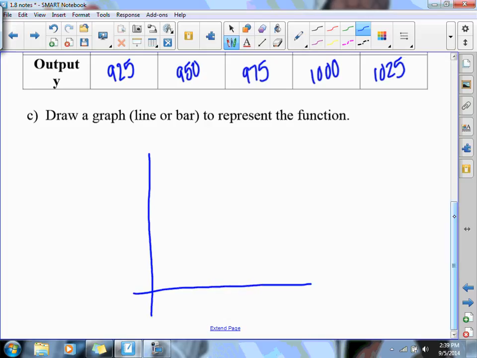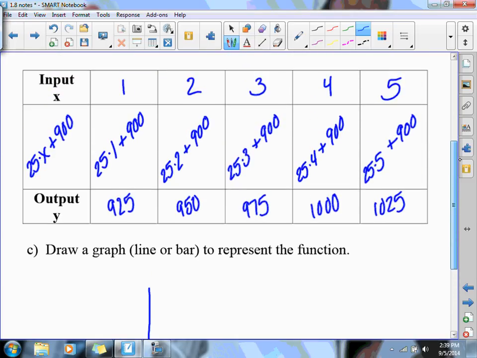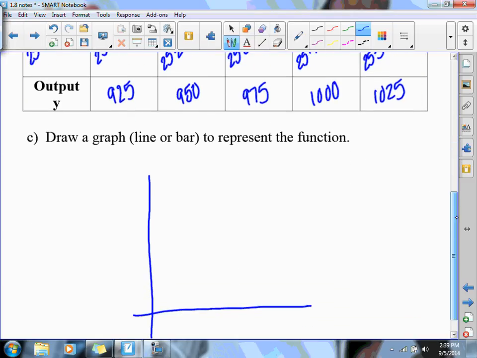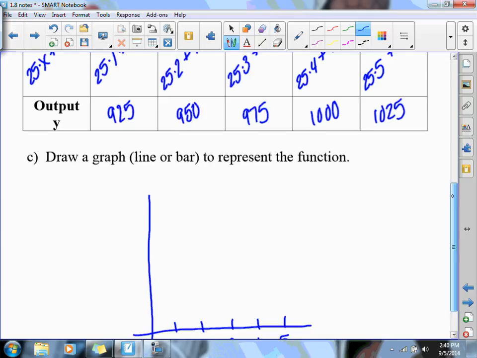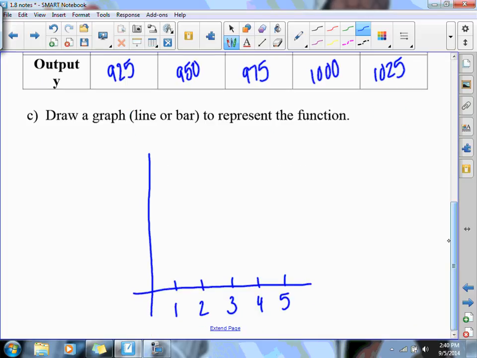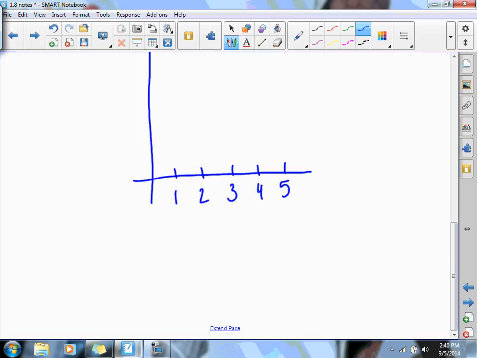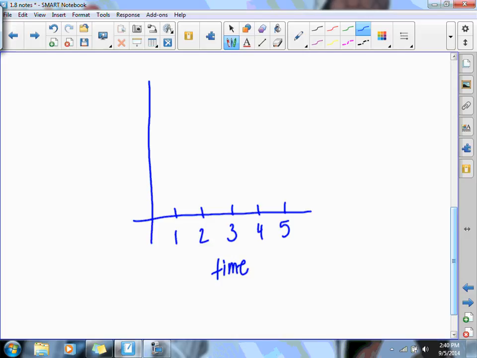And again, remember, across, or the x values from our table are input values. Those go across the bottom, or the x-axis, or the horizontal axis. So I'm going to have 1, 2, 3, 4, 5 minutes. And then for my height, that's going to go on the y-axis. So I should label these axes as well. This is going to be time. And we could say time in minutes.